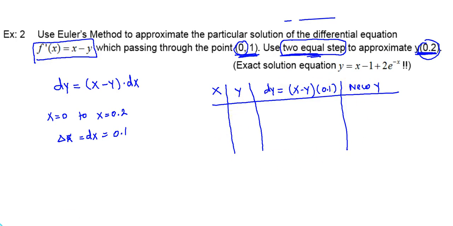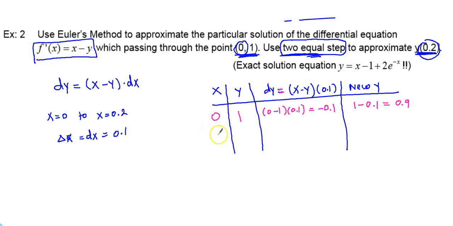I will show you. If you don't want to show the table, you will have to show two different equations, two step equations. So you start with 0 and 1. dy is x minus y times 0.1. So x and y is substitute 0 minus y times 0.1, which will give me negative 0.1. New y is the sum of these two columns. So 1 minus 0.1. That's my new y, which is 0.9.